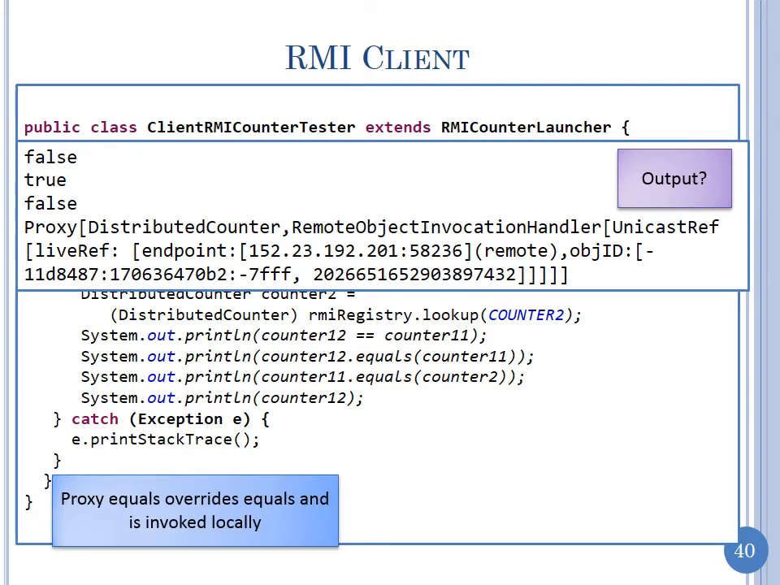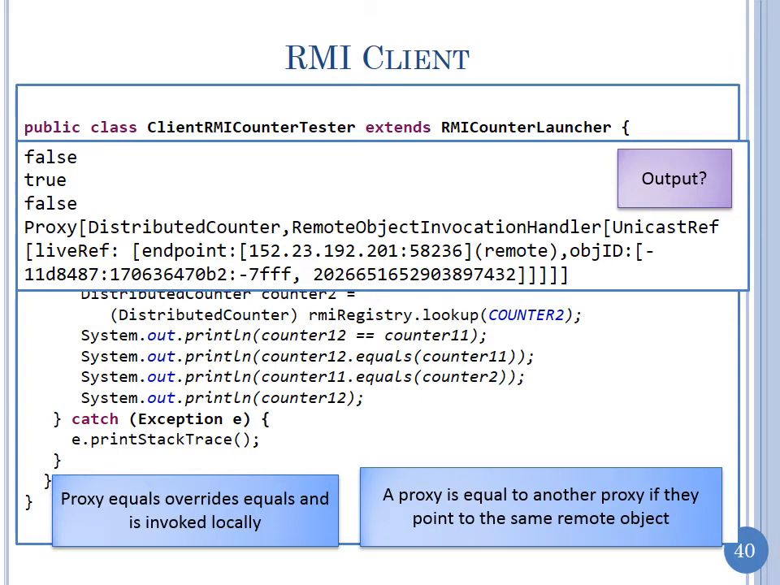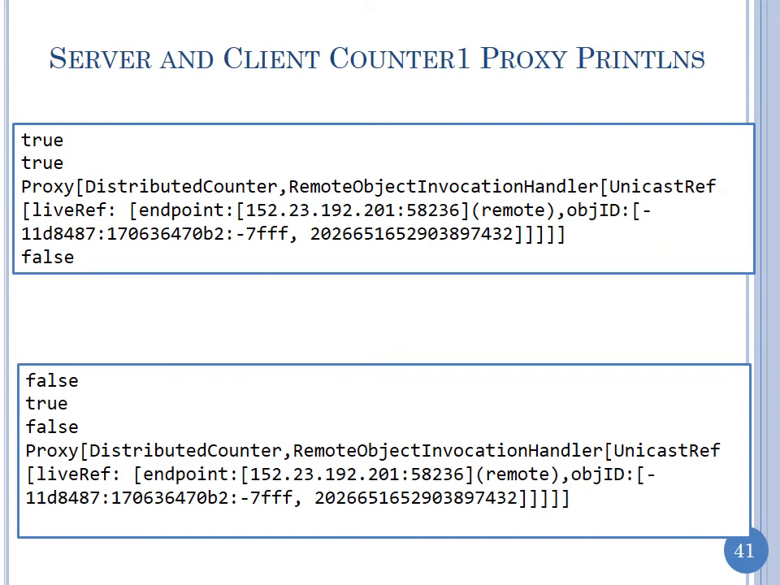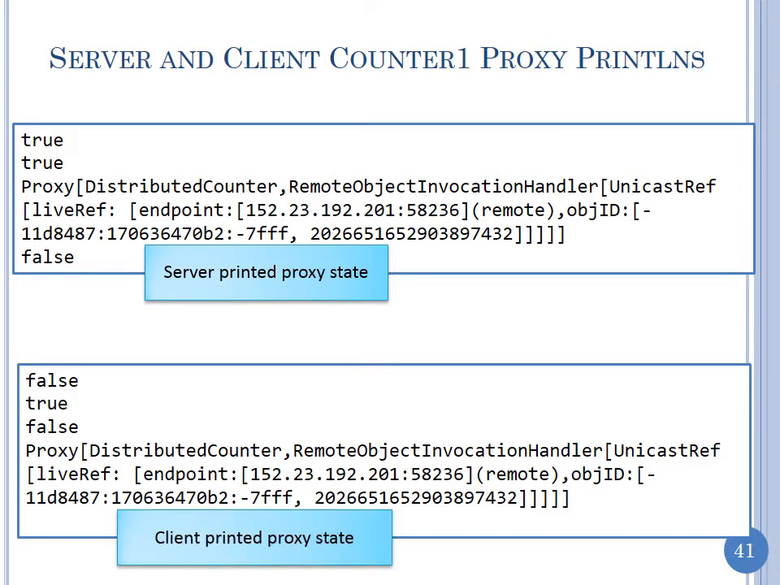Okay, so proxy equal overrides equals and is invoked locally. A proxy is equal to another proxy if they point to the same object. Here I'm printing out two proxies to the same object. In one case, the proxy is in the server. In the other case, the proxy is in the client. I've taken the two printouts and put them next to each other, so you can see the server printed state and the client printed proxy state. Even though these two proxies exist in two different processes, what is printed out is identical.